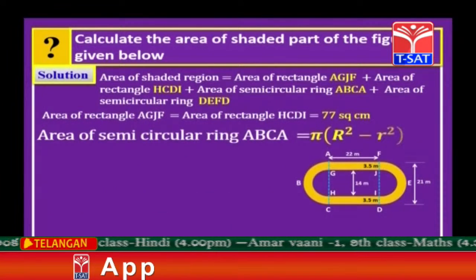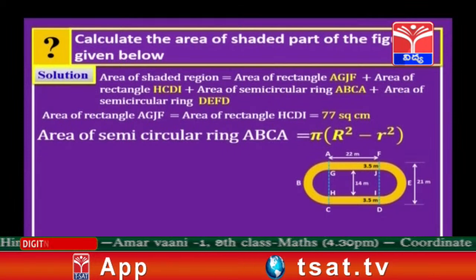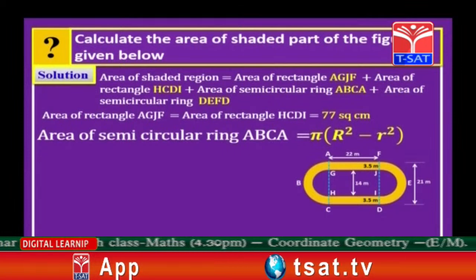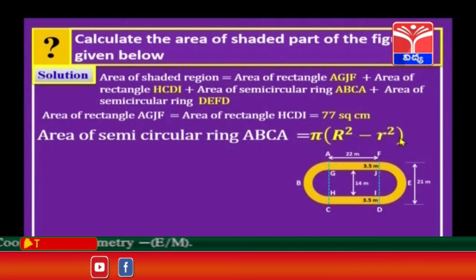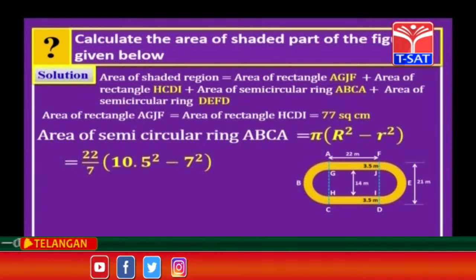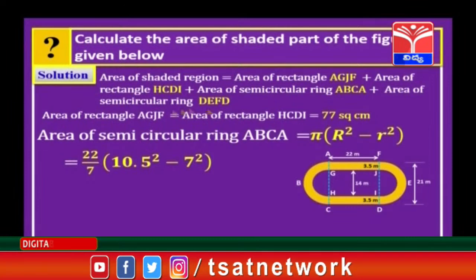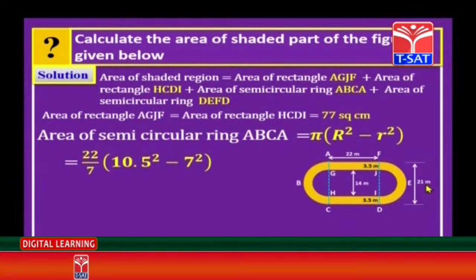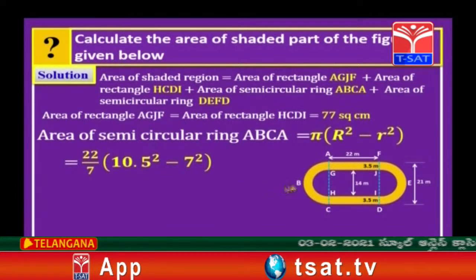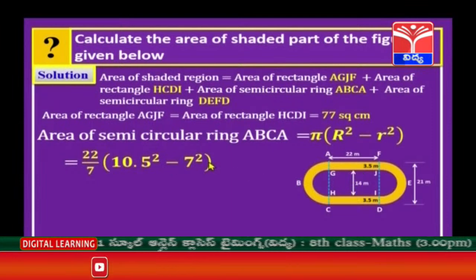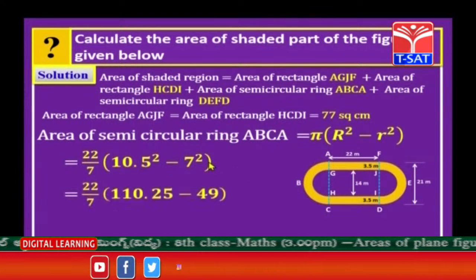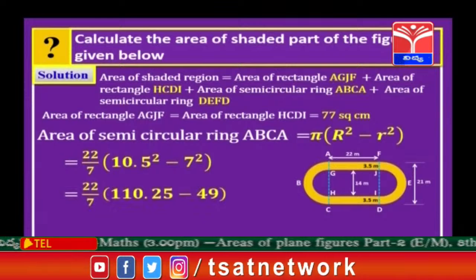Now let us find the area of the semicircular ring. Okay, that is this part. So that is given by pi into capital R square minus small r square. So that is 22 by 7 into capital R is 10.5 whole square, because the diameter is 21. So its radius will be 10.5. So 10.5 whole square minus, here the diameter is 14. What is the radius, children? 7. So 7 square.